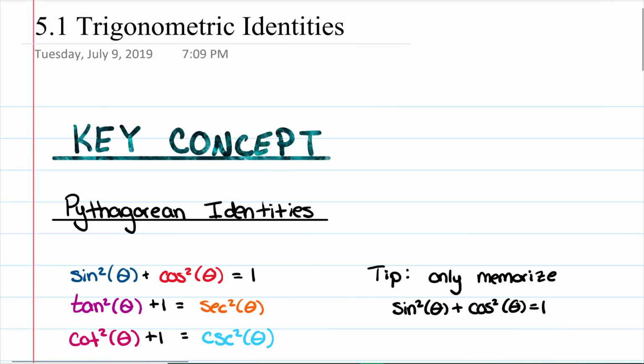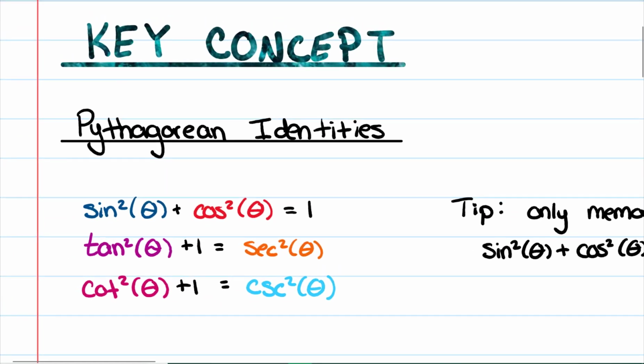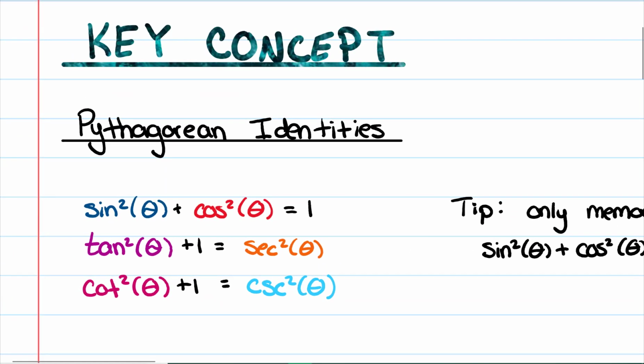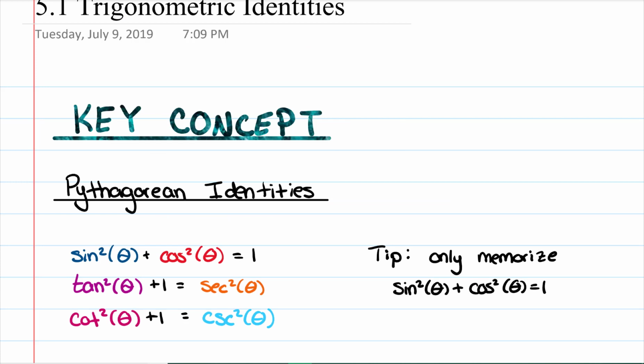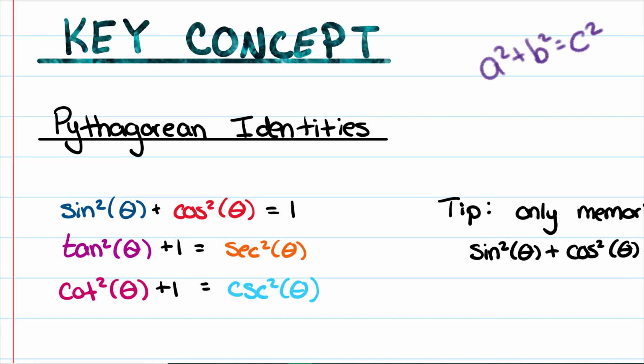In this video, we're going to talk about how to use the Pythagorean identities in order to solve and simplify trig functions. So first I want to look at the three Pythagorean identities. Remember that the Pythagorean theorem is a squared plus b squared equals c squared. So the Pythagorean identities with trig functions work very similarly. It's sine squared plus cosine squared equals 1.